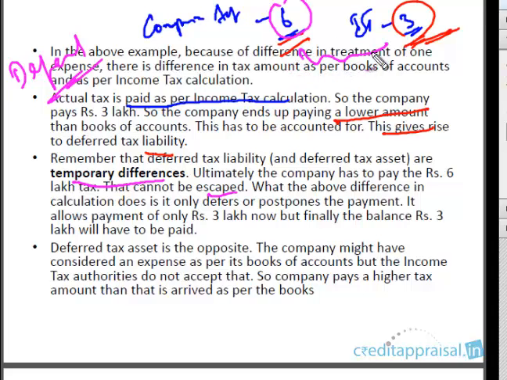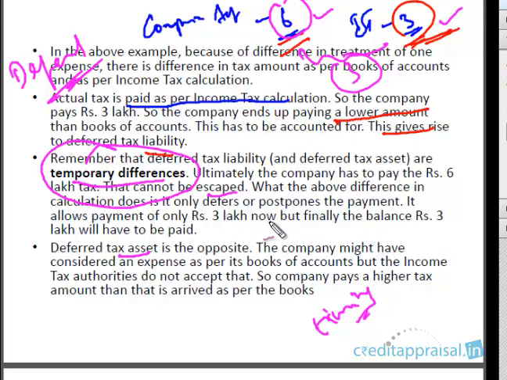Of the 6 lakhs, the company has paid only 3 lakhs. The balance 3 lakhs has to be paid. When is a different matter. It is deferred, it is postponed, but the company finally is going to pay the entire amount. That's why deferred tax liability is a temporary difference, it is a timing difference. When the company is paying the amount is the question. Not now, later. It's a timing difference, but it is only a temporary difference, right?